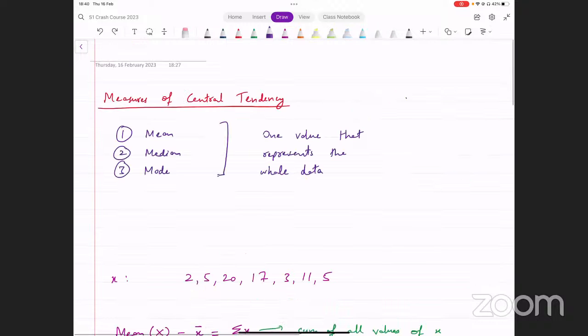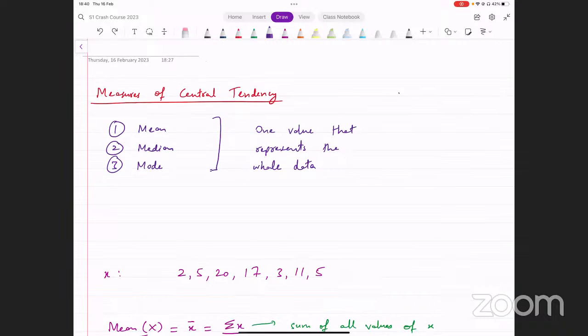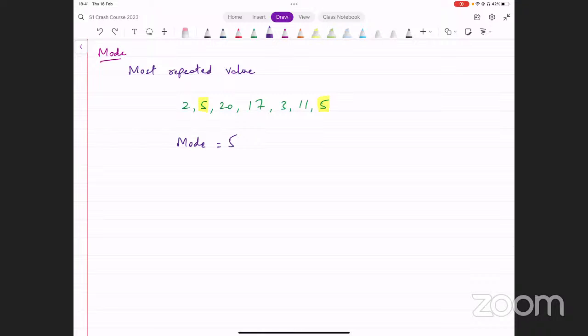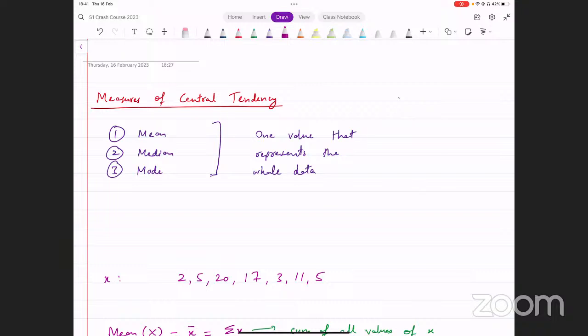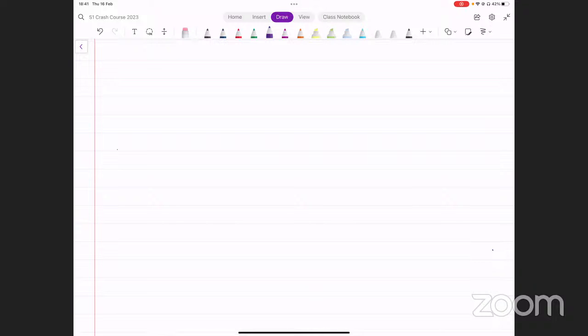All right. Now, this is not it. This is not enough to describe a data set fully. You also need something else along with measures of central tendency to describe the data better. Now, to understand that, let's take these two examples. Let's say I have a data that looks like this.